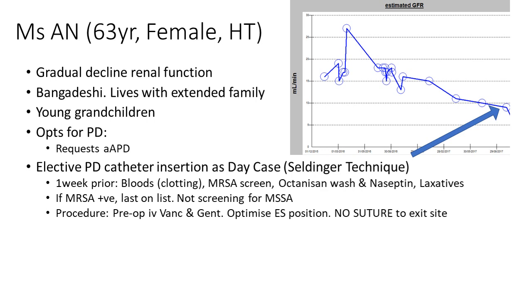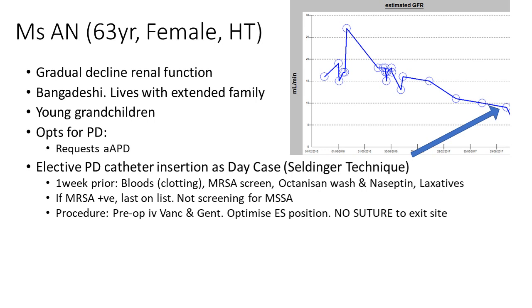But what we've done before is about a week before their planned PD catheter insertion, they come to the clinic for pre-admission clerking, have blood tests done, and we do a triple swab to screen them for MRSA, not MSSA, but just MRSA. We give them at the same time, without knowing the results, their decontamination body wash and Naseptin for their nose, and we also give them laxatives and ask them to start taking that 2 to 3 days before their PD catheter insertion.